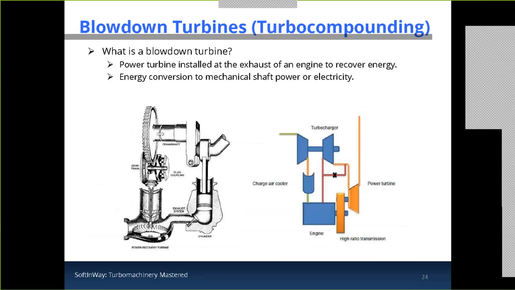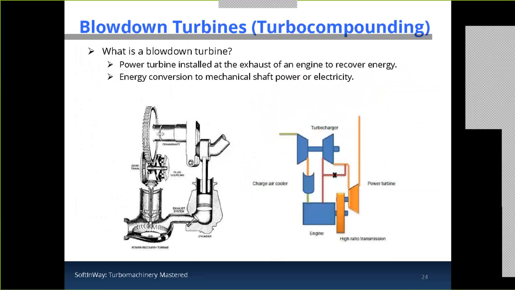So the first technology here is called the blowdown turbine, also called turbocompounding. Its goal is to recover the energy from the exhaust of usually an engine, and this is done by simply putting a power turbine directly outside or at the exhaust downstream of a turbine.